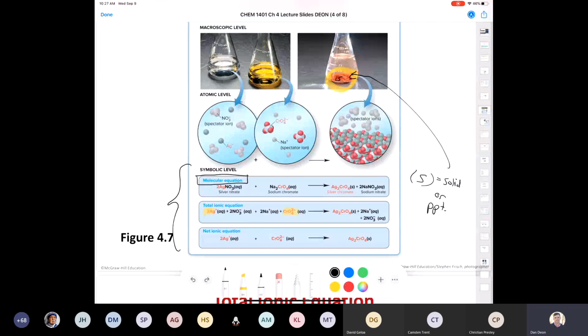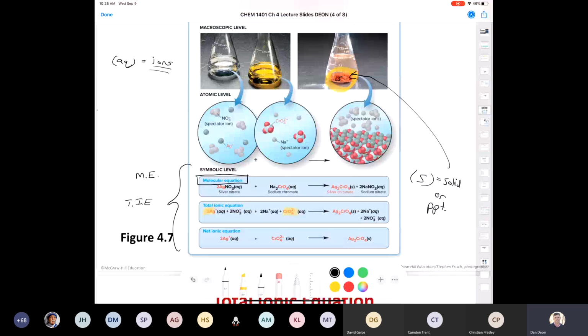I abbreviate molecular equation as ME. Total ionic equation, I call it the TIE. You break everything that's ionic apart into its ions. So silver nitrate, break apart into its ions. Sodium chromate, break that apart into its ions. Now, pay very close attention. The silver chromate does not get broken apart into its ions. Why not? Because it's not aqueous. It's a solid, whereas the sodium nitrate does get broken apart into its ions. So if something says aq by it, you write it as ions.